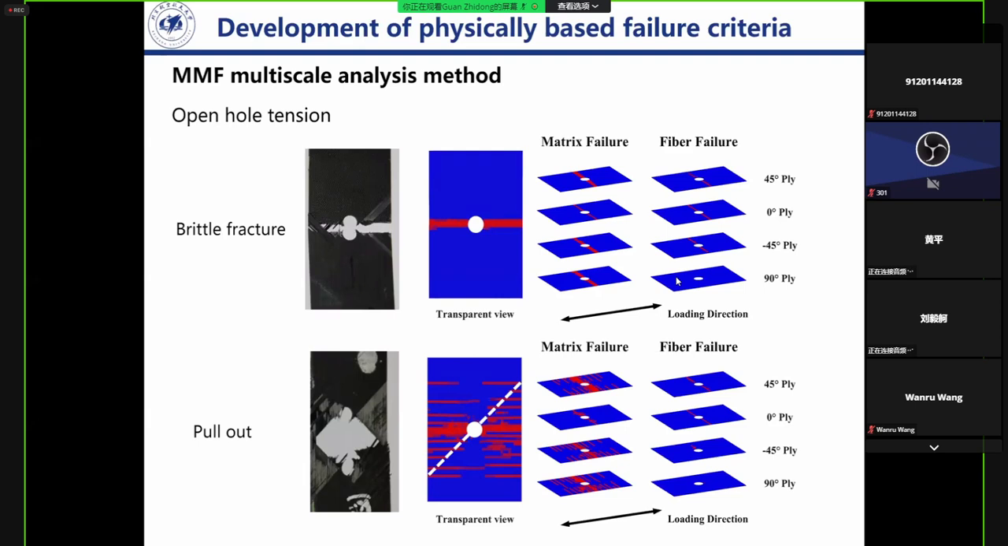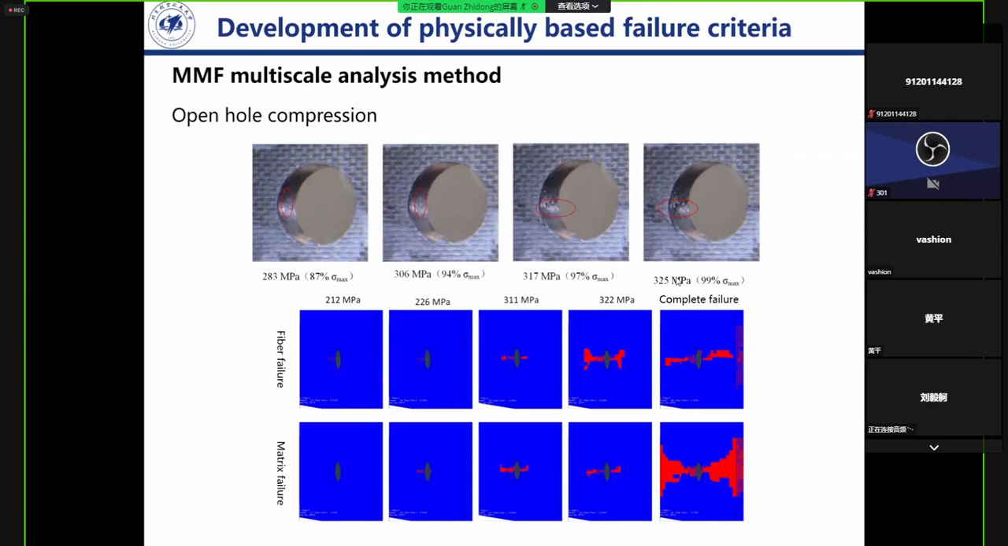The tension failure behavior of the open hole laminate was simulated using this method. The two open hole laminates have different failure modes, brittle failure mode and pull-out, respectively. And the compression failure behavior of composite open hole laminates was also simulated. The results show that the method can accurately predict the progressive failure process of composite open hole laminates and the compressive load.